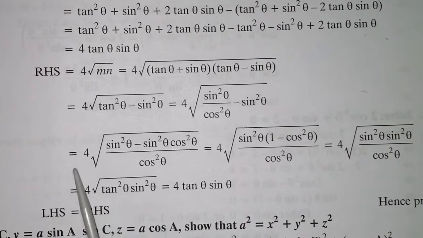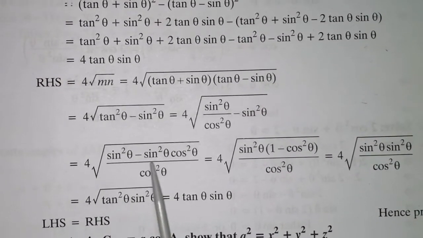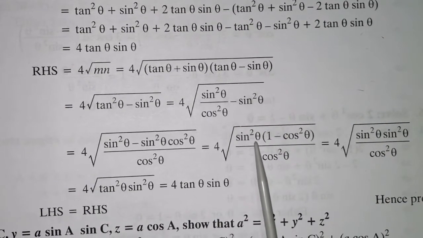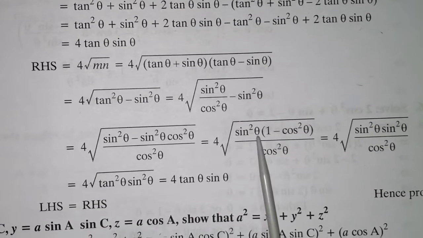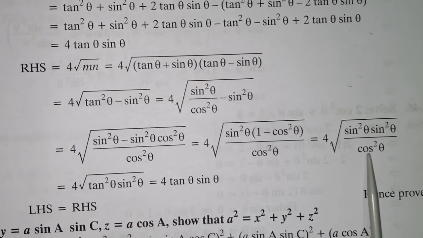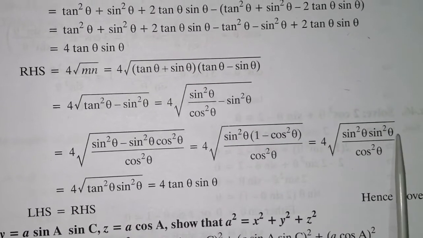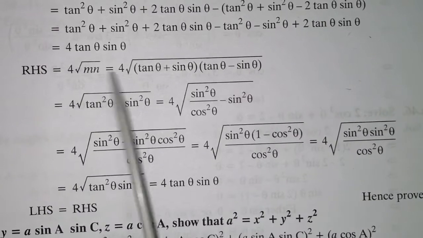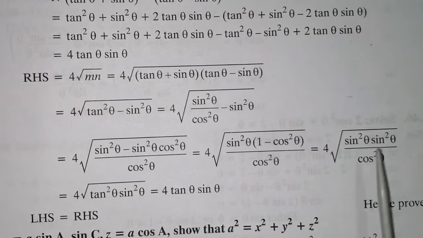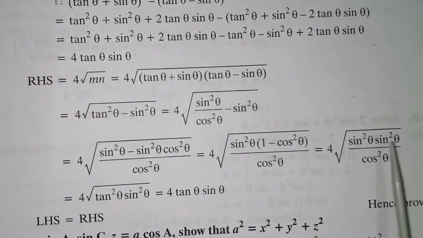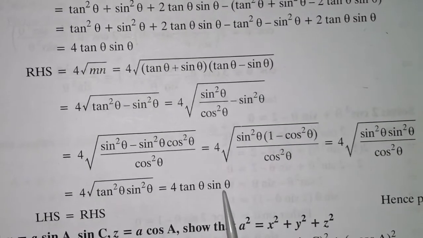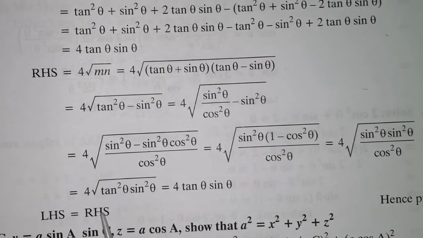So we have 4 into square root of sine square theta minus sine square theta cos square theta over cos square theta. In the numerator, sine square theta is common. So we have sine square theta into (1 minus cos square theta) over cos square theta. This is equal to 4 sine square theta into sine square theta over cos square theta. Now see, in the left hand side I need 4 tan theta sine theta. So sine square theta over cos square theta will be tan square theta, and this sine square theta as it is. When you take the square root, you get 4 tan theta sine theta. Therefore LHS is equal to RHS.